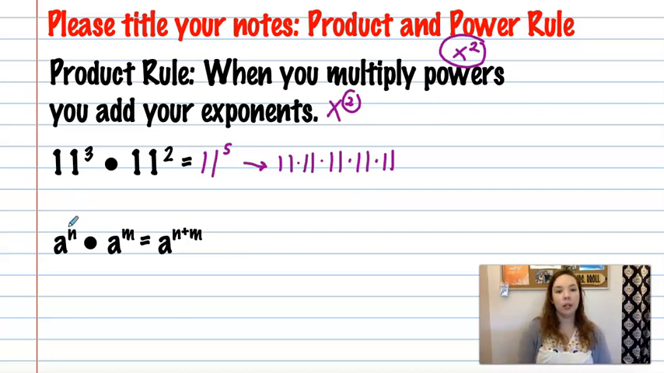So again, here's our shortcut. In just general algebraic terms, you can think of this as your formula. A to the n times a to the m means we're going to add that n and m together. Our base stays the same though. That's important. Here it's 11 for both. So I still have 11. It didn't magically change to be 121. Here I have a and a. Your base stays the same.